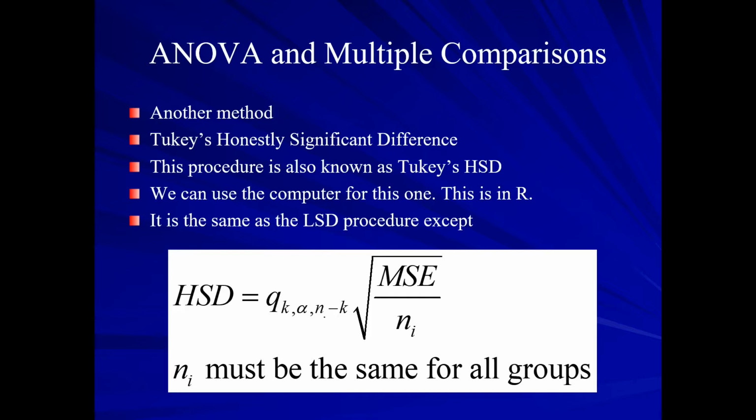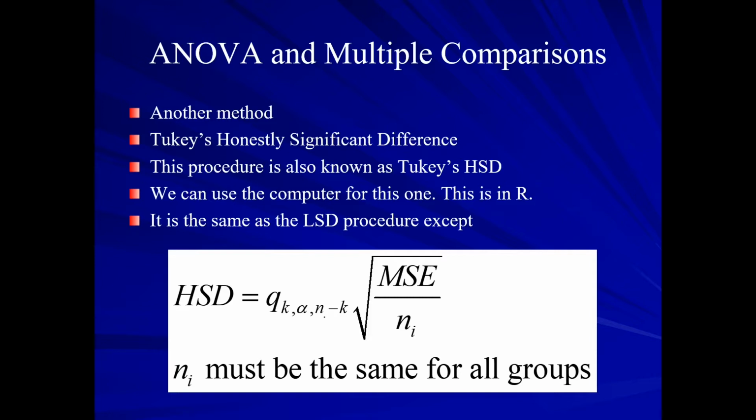Tukey's honestly significant difference is a very similar procedure to Fisher's least significant difference. However, our honestly significant difference value is going to be defined to be our studentized range value times the square root of the mean square error over n sub i. With Tukey's, n sub i must be the same for all groups, meaning each group must have the same number of replications.